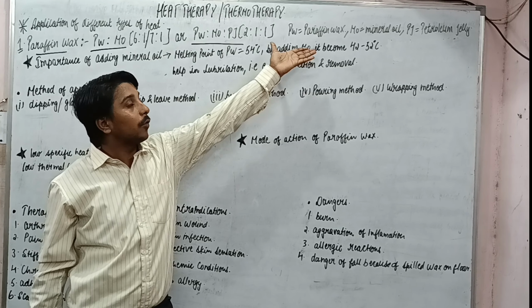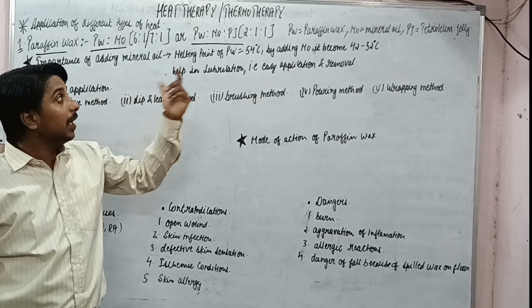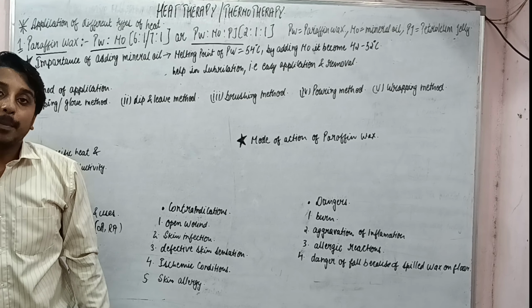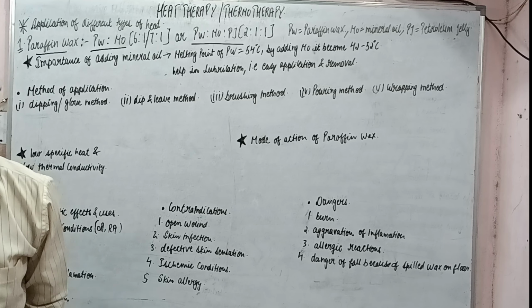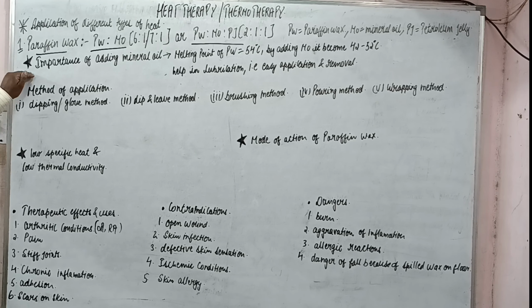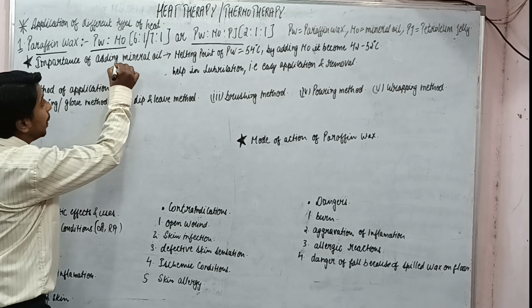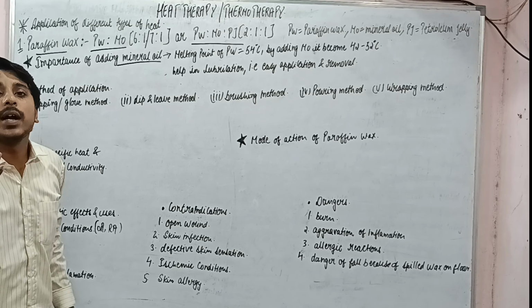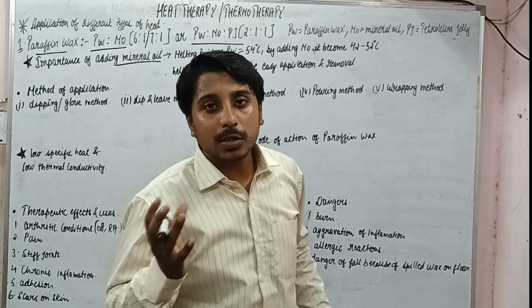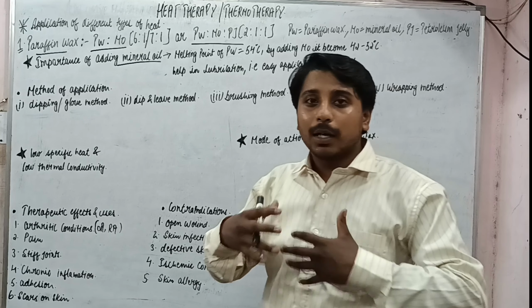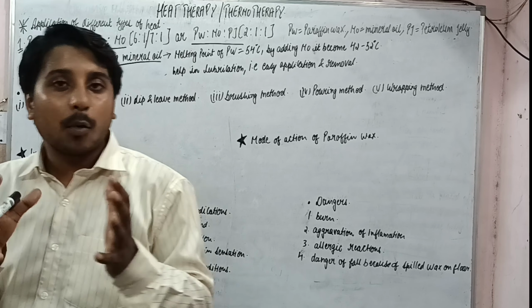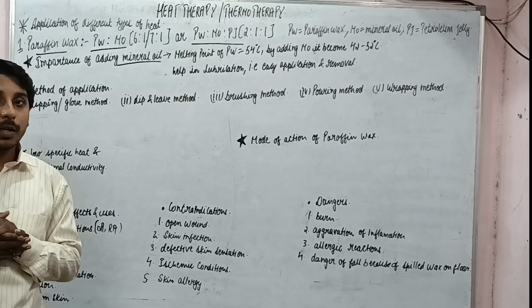Okay, I have written the short form. You can see the full form. PW is paraffin wax, MO mineral oil and PJ petroleum jelly. Now the next important question is, what is the importance of adding mineral oil? Why are we adding mineral oil? Because we want the wax to be like a solidifying agent around the body part. It is sufficient in doing that.